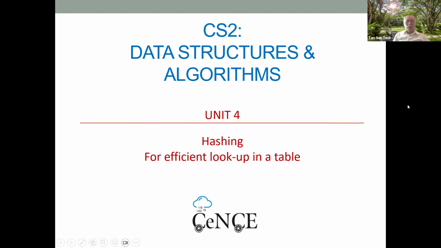Okay, good morning. Now we are going to use this recording to discuss hashing. And this is Unit 4 of CS2 Data Structures and Algorithm.